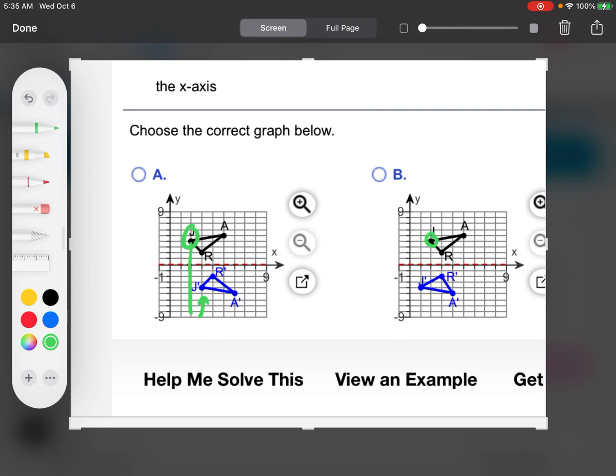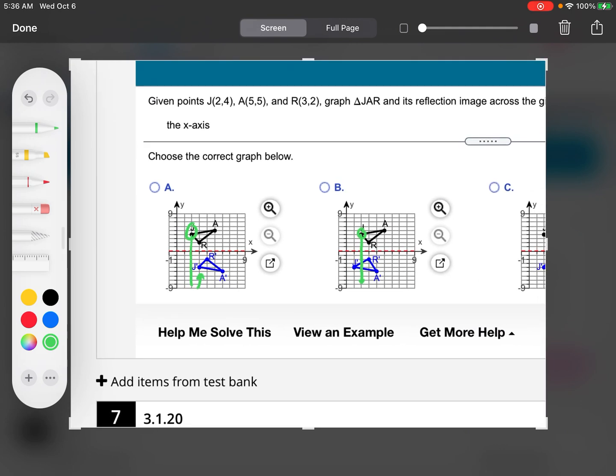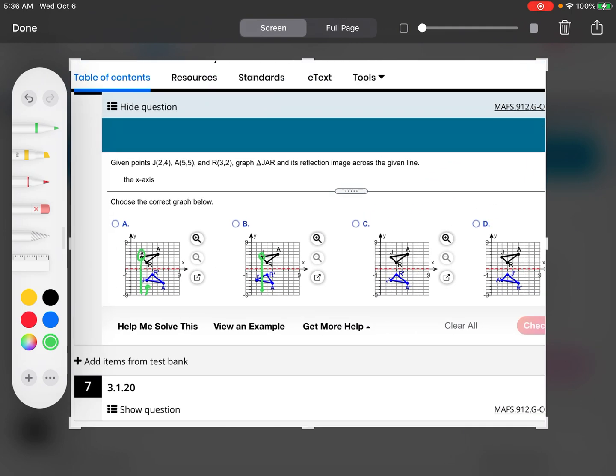Neither is B. If you take J's position and you go directly across the line of reflection, it doesn't end up in the right place. That would be like standing in front of a mirror, but your reflection is not directly in front of you. It's like to the side. That's not how mirrors work. That's not how reflections work.